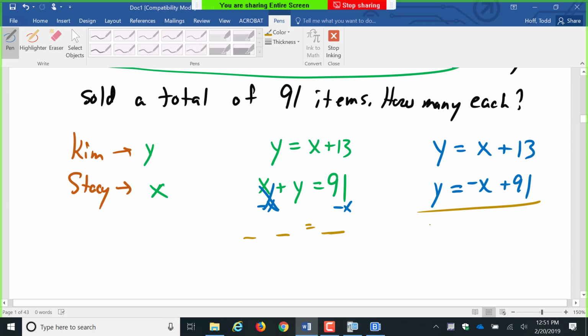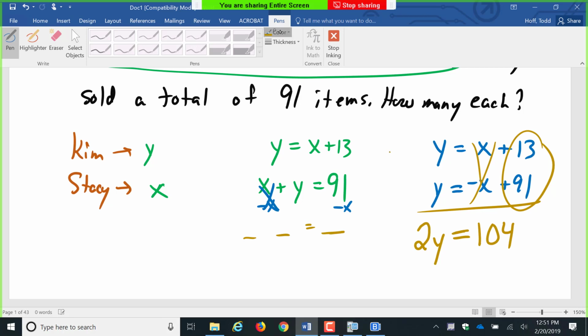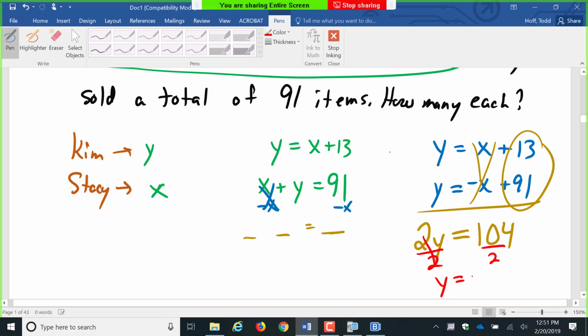So y plus y is 2y. X plus negative x disappears, cancels out. 13 plus 91 is 104. And then, of course, we'll divide by 2 to get y equals 52. So we have y equals 52. That's Kim.